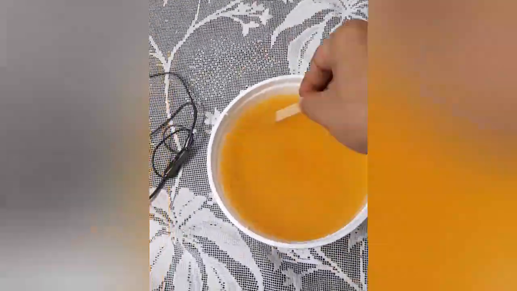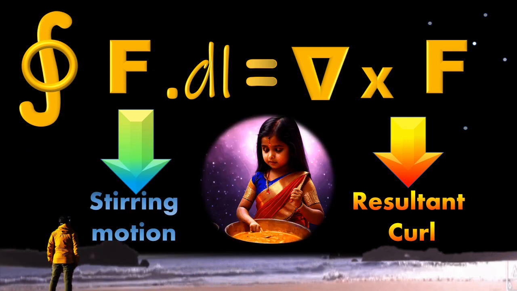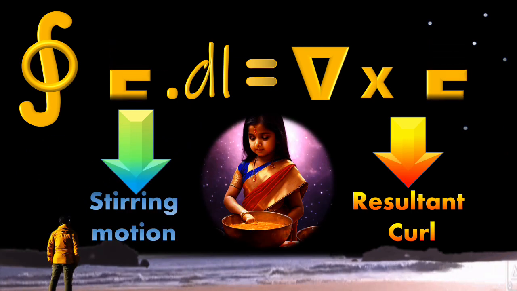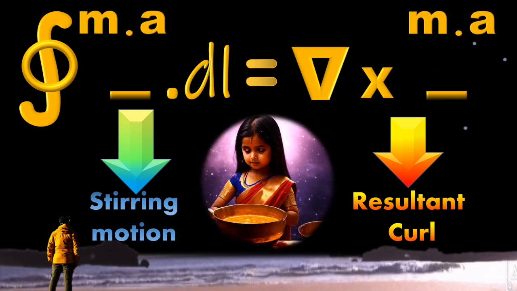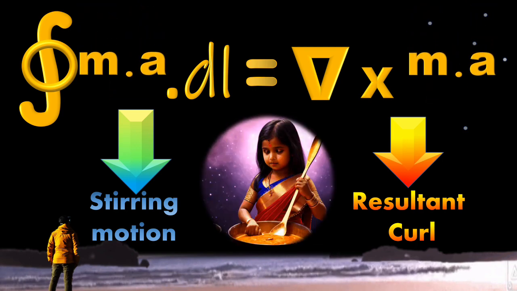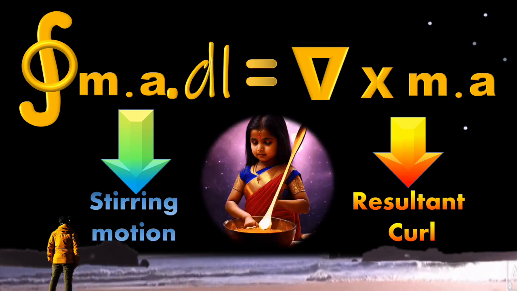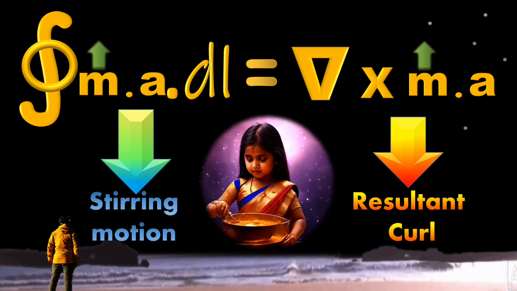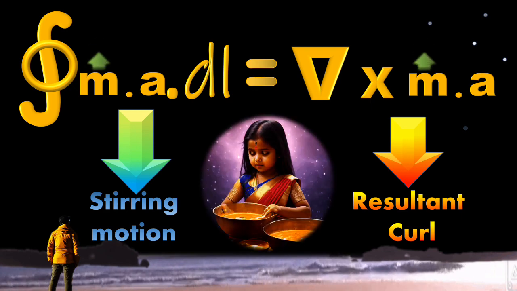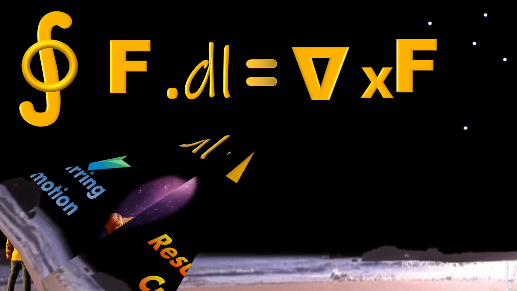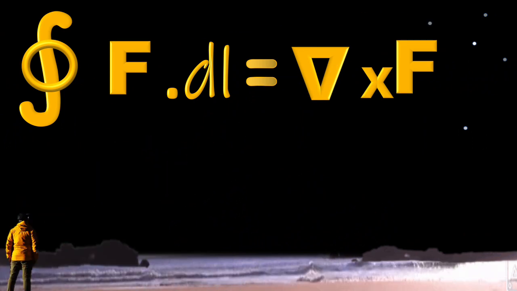Now let's say that you replace the force F on both sides of the equation by the well-known mathematical equivalent of force itself, that is, mass into acceleration. This would mean that an increase of any quantity on one side would cause a corresponding increase on the other side. So, if you increase the mass m of the spoon, this will lead to an increase of the curl produced in the fluid on the other side of the equals to sign.